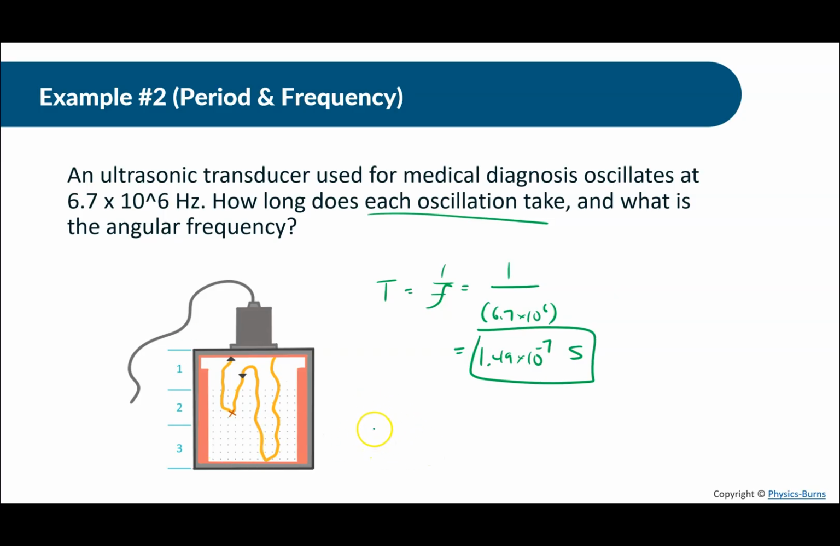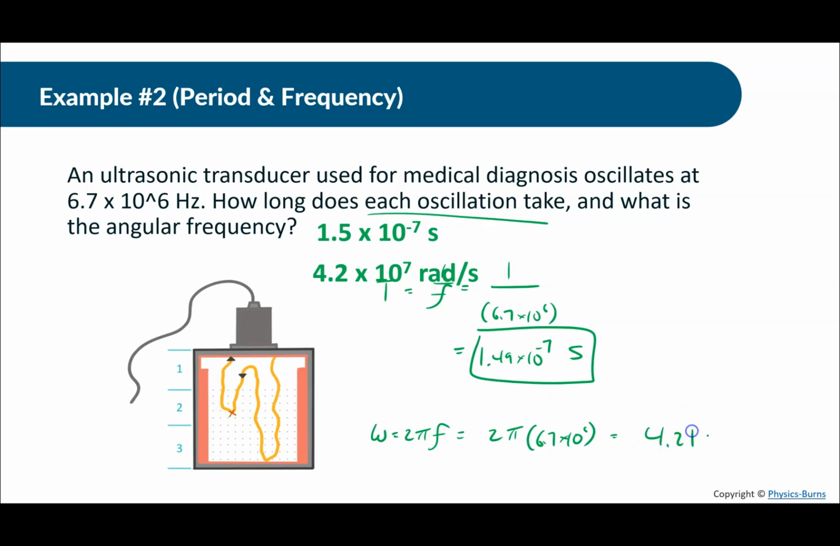And remember, the angular frequency is equal to 2 pi times frequency. So it's going to be 2 pi times 6.7 times 10 to the power of 6. And this will be a really big number. Yep. 4.21 times 10 to the power of 7 radians per second. Okay. Hope that all made sense. I'm going to be moving on.